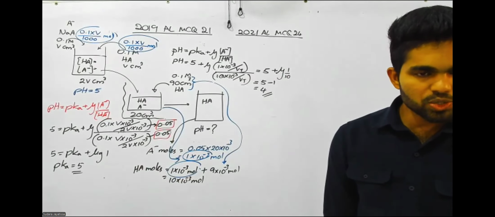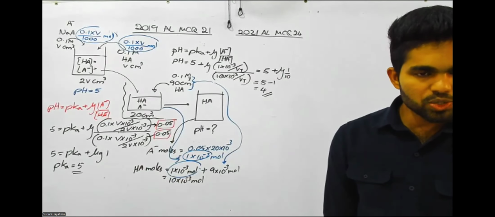And then what you need to find here is the volume. How much volume should you add from that weak acid? Is it 9 centimeter cube, 10 centimeter cube, or 11 centimeter cube? Got any answers? No luck. Okay, we'll see.